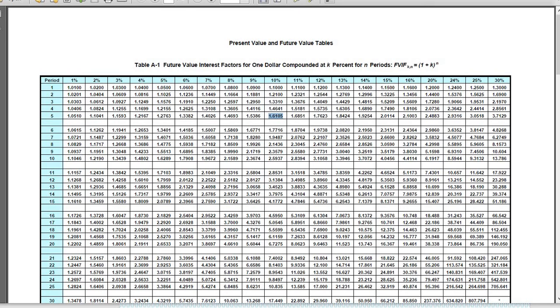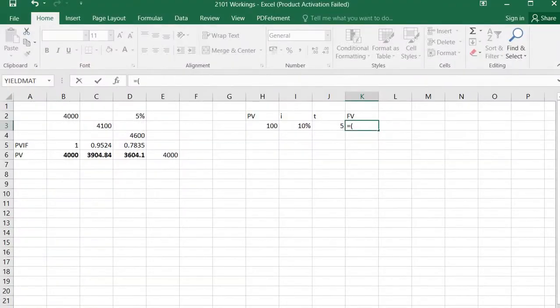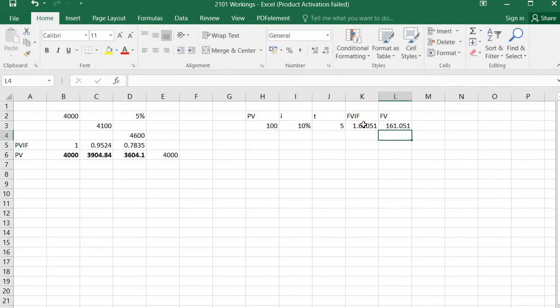Now we were looking at future value of $100 at 10% for 5 years. So we might have future value, the future value interest factor, which is equal to 1 plus 0.1 to the power 5. Hence, our future value would be equal to the invested amount, 100, multiplied by that factor.